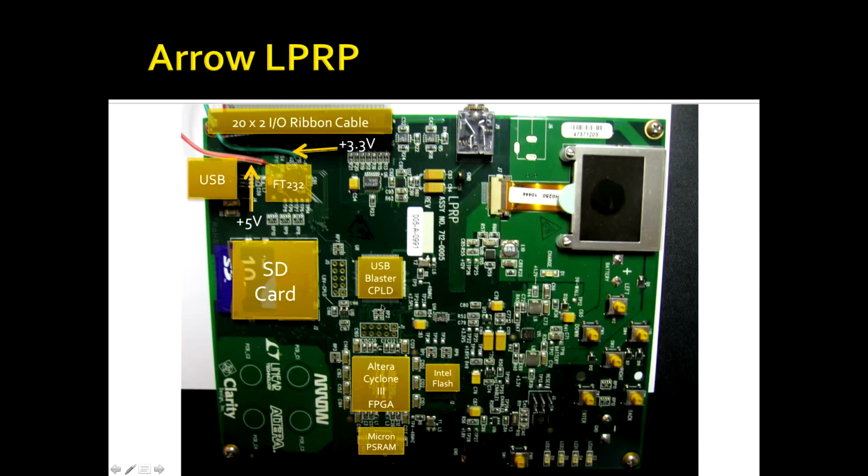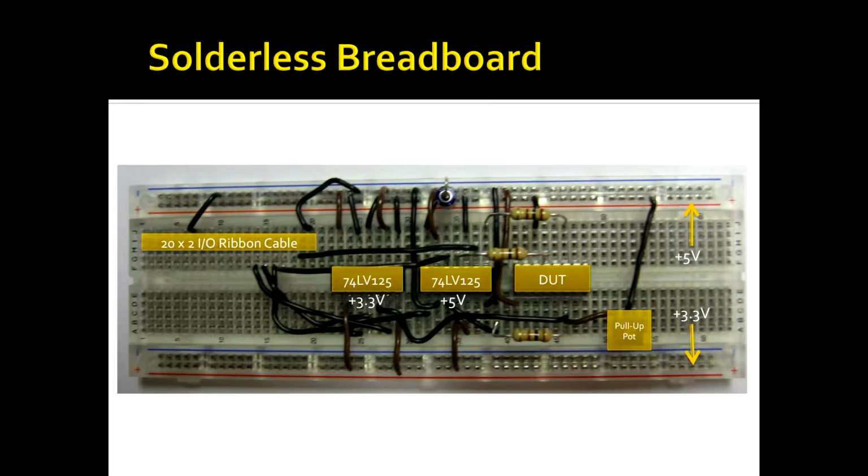CPLD, which is just used to program the FPGA from a PC, the actual FPGA, Intel Flash, and then some Micron PSRAM, which is actually DRAM wrapped with an SRAM interface, so it's just easier to work with. You don't need to have all the crazy DRAM timing signals exactly right. And then on the solderless breadboard, there are some of these 74.